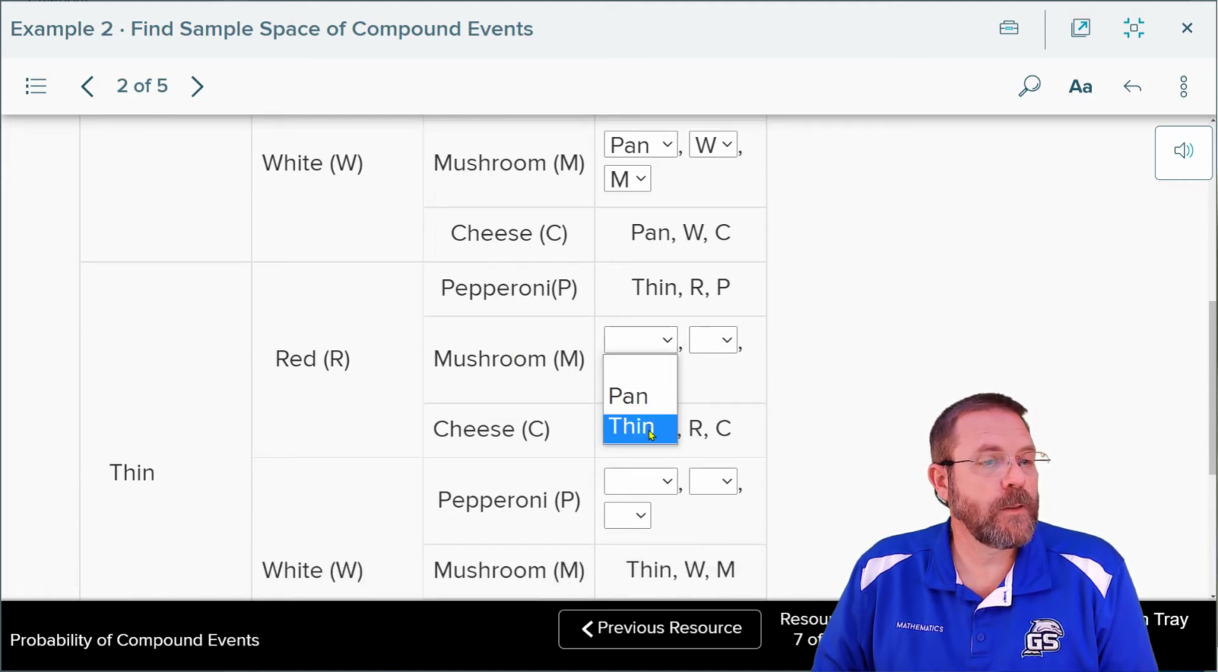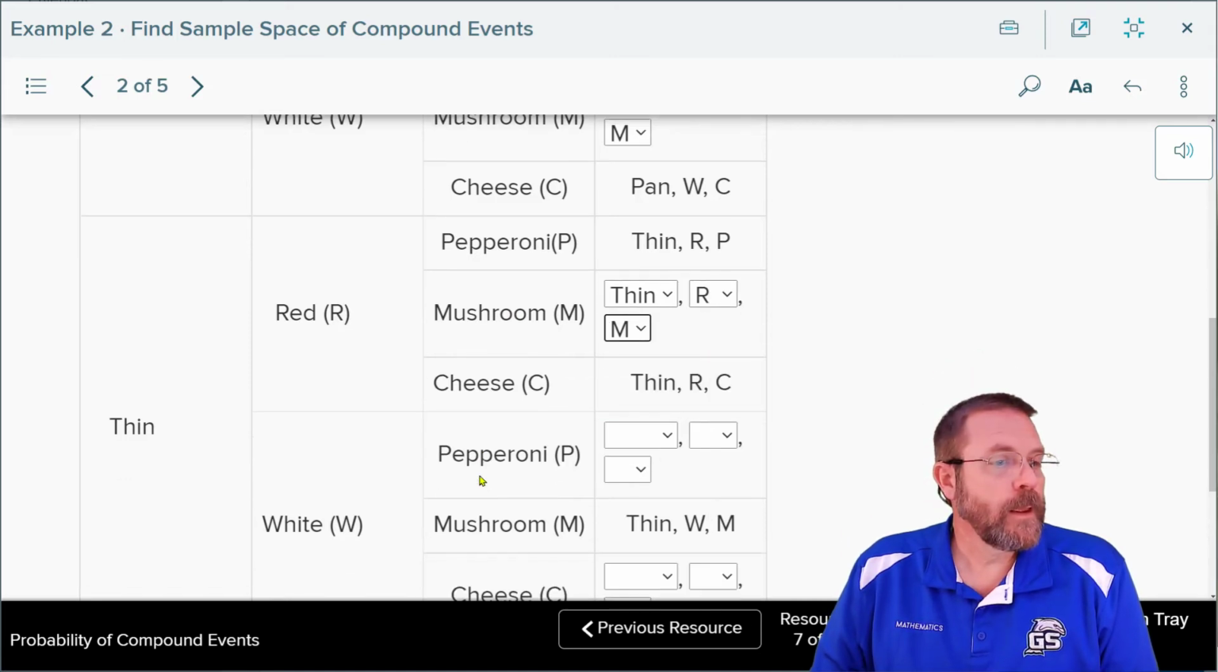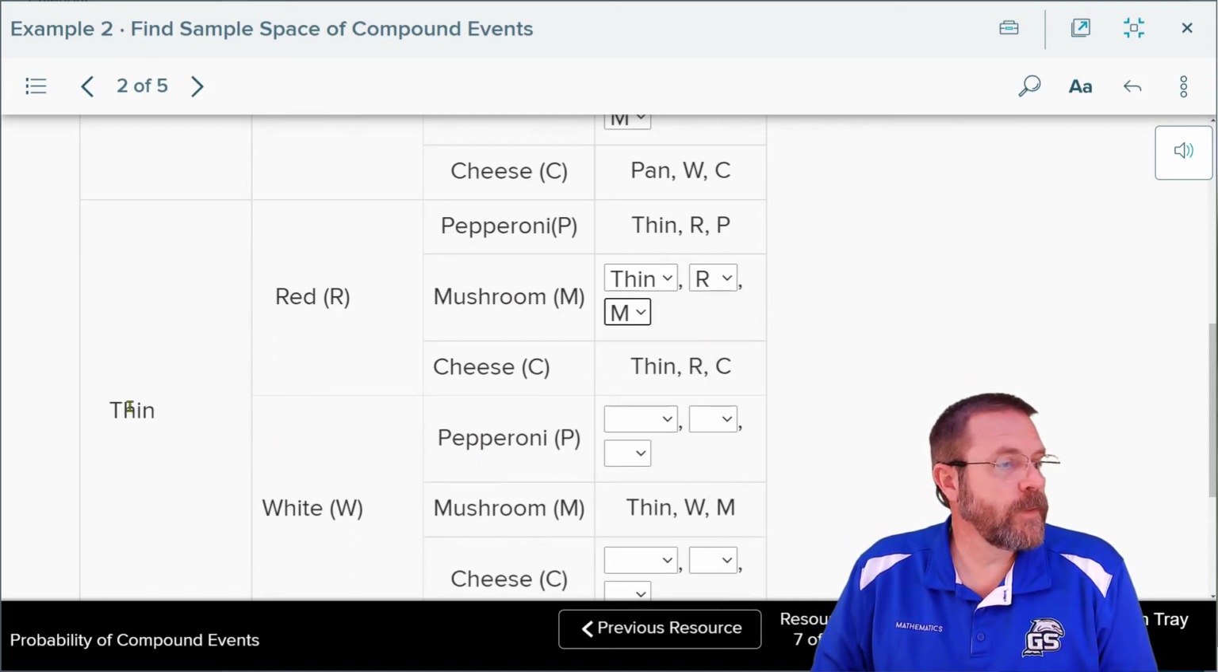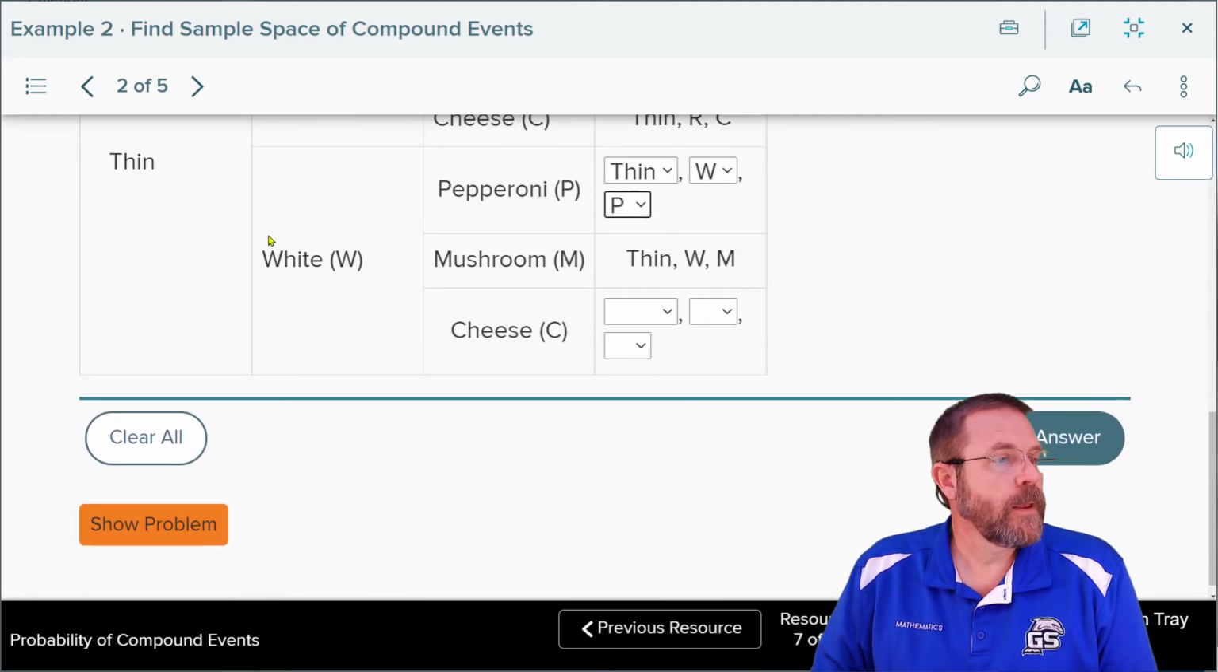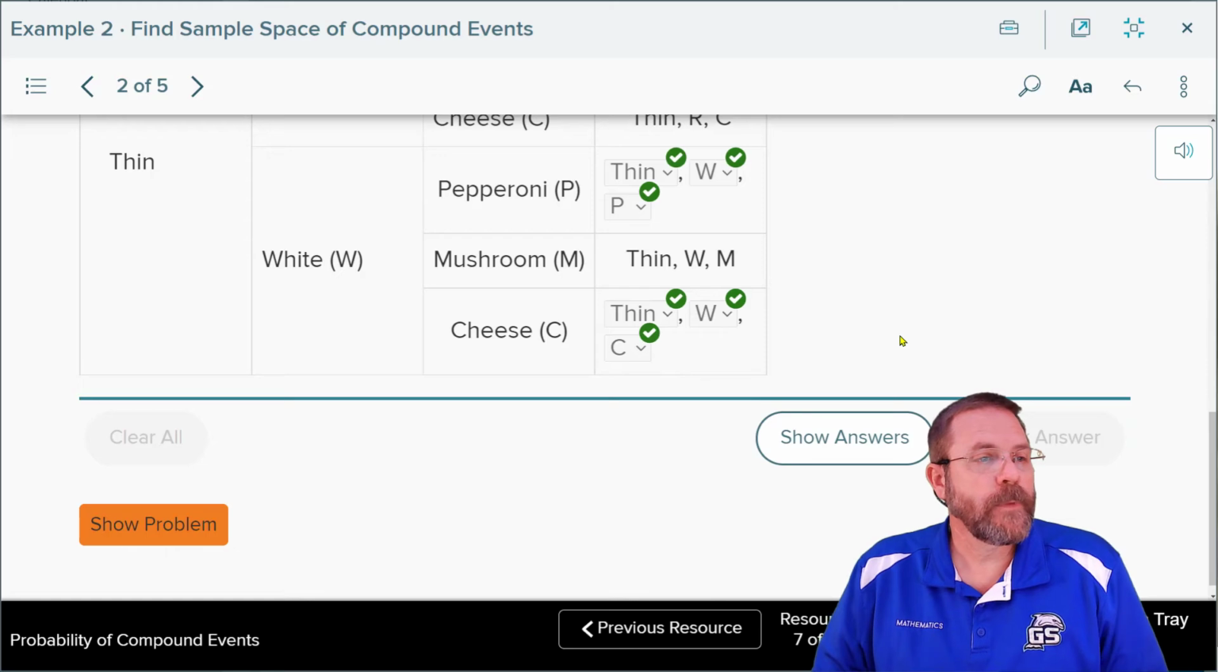So let's do a thin, a red, and a mushroom. And then this one here, follow it out. That means it would be a thin white pepperoni. So we have a thin, a white, and a pepperoni. And the bottom, a thin, a white, and a cheese. Check it. And it checks.